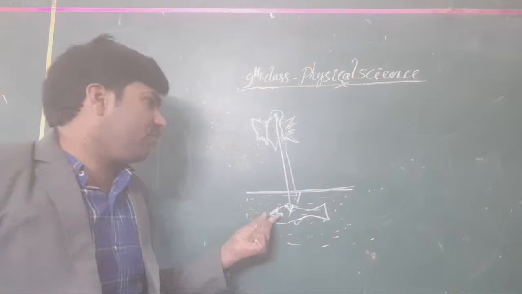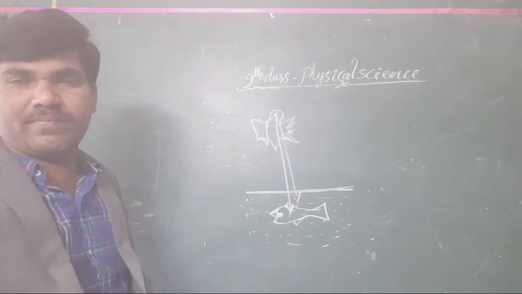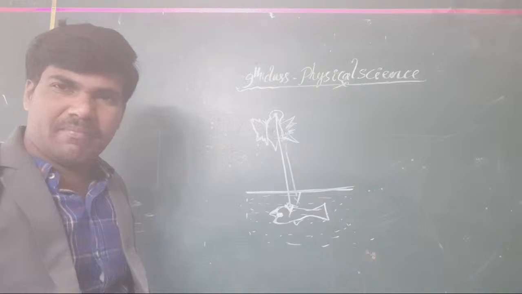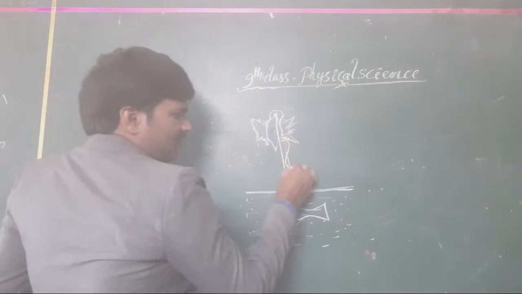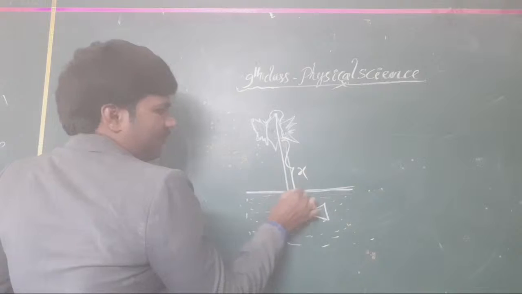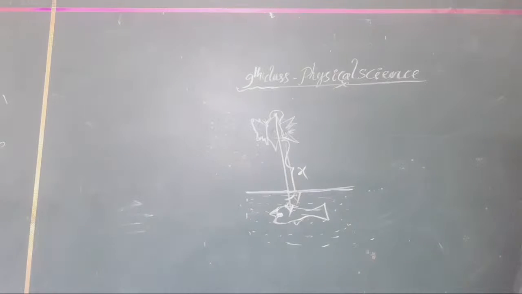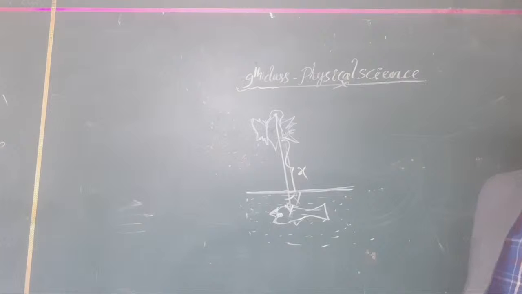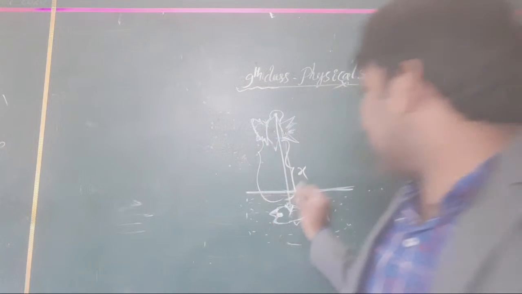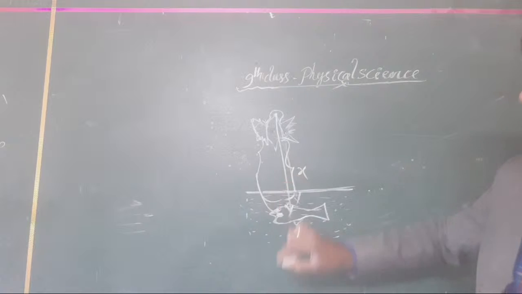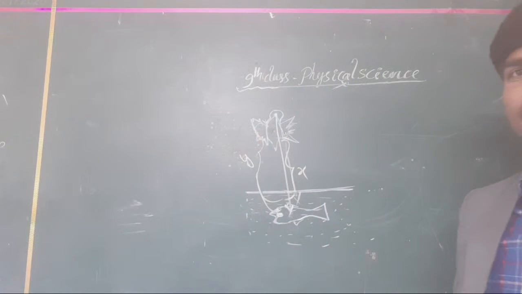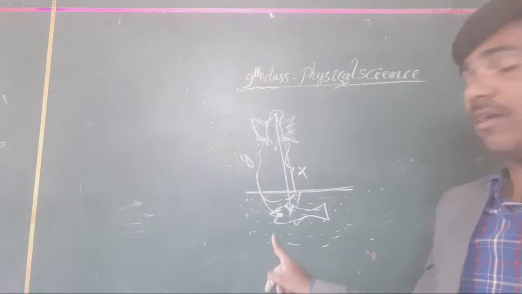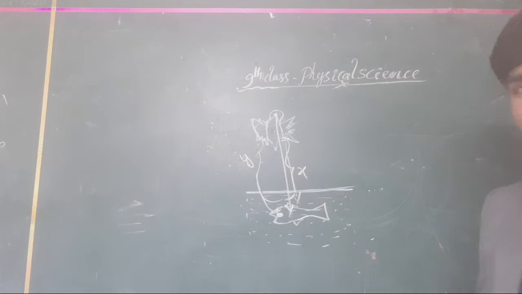With respect to the fish, the bird's position appears the same as its actual position. Suppose the actual distance is x. It appears at x only for the bird, but for the fish? No. It will appear at a somewhat greater distance than x, at y. Why? Tell me.